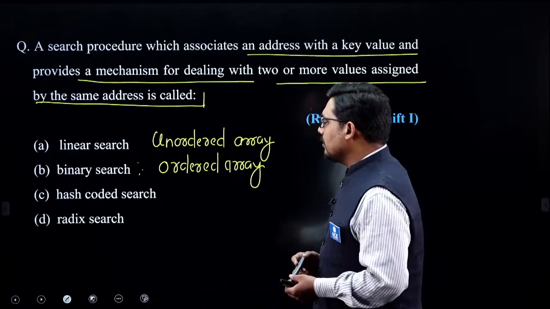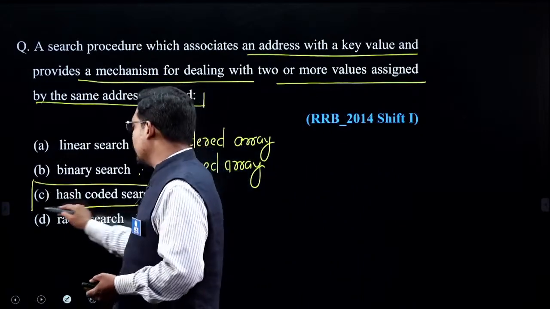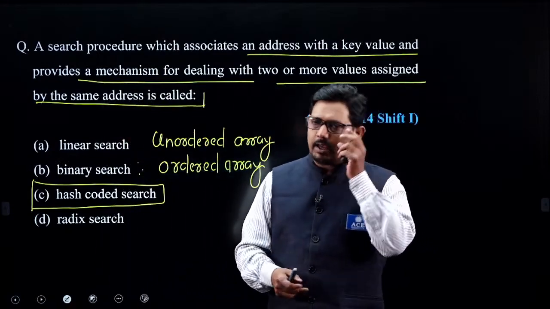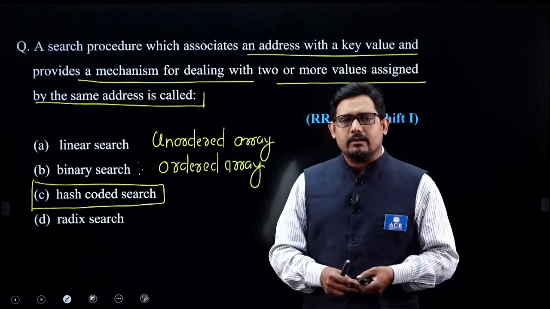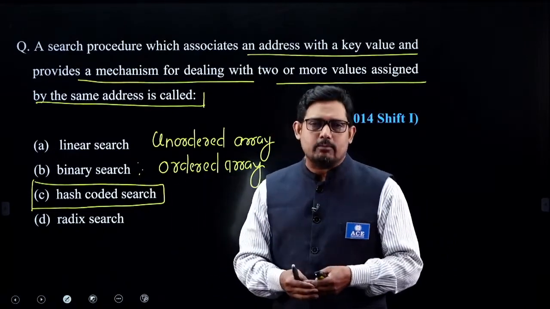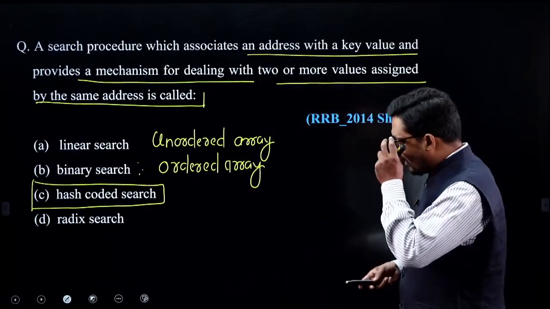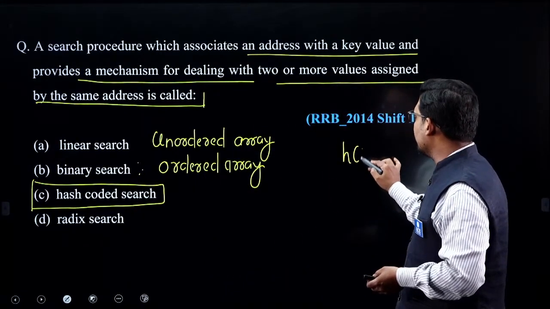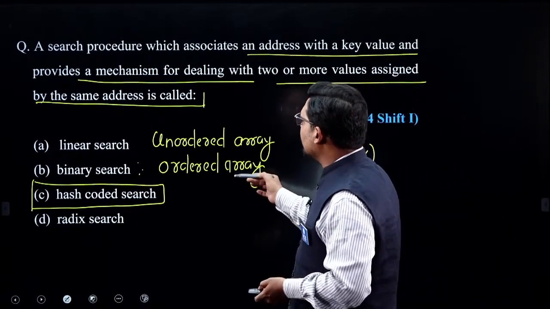So in this case, the best suitable answer that I find is hash coded search. Hash coded search is nothing but the concept of hashing, where we use a hash function for mapping, and two keys may be mapped to the same location depending upon the output values of this function. That function is h(k). So that is basically something about this particular part.